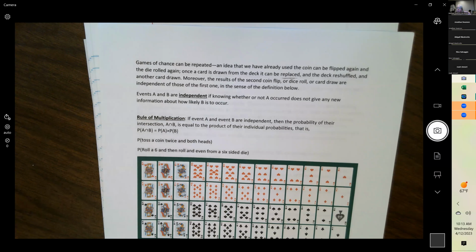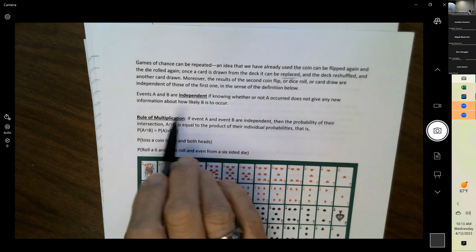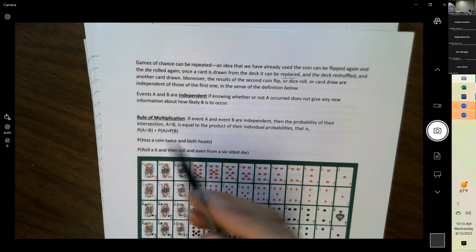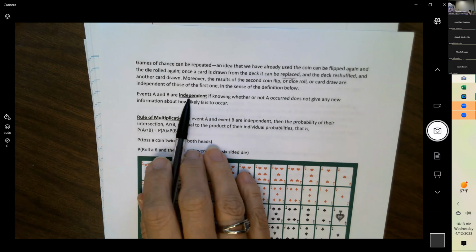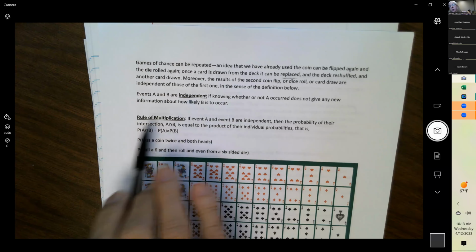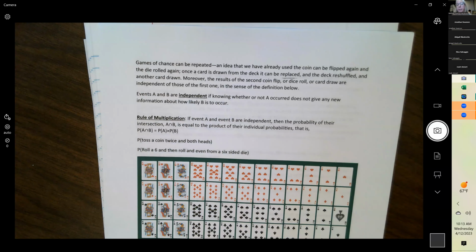But if I pull out an ace of clubs and don't put it back in, now I've changed my probabilities. So when you're doing one after another, you want to be careful whether they're independent or not, because that could change the next probability.